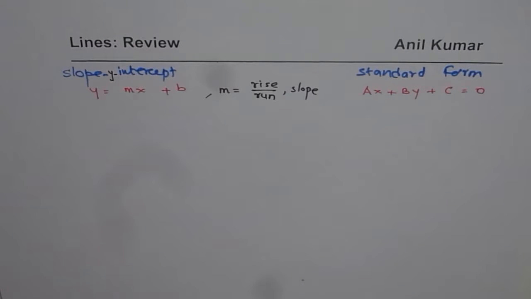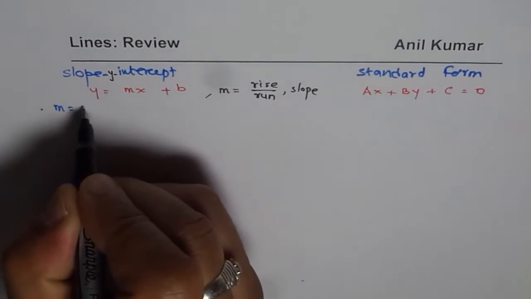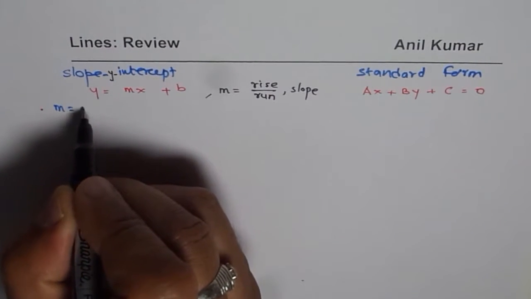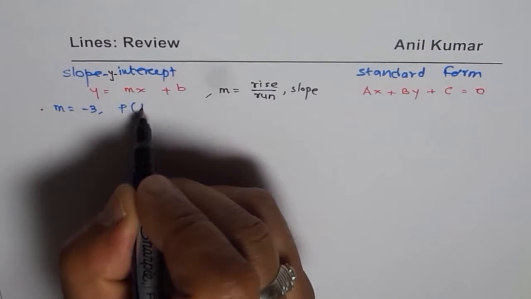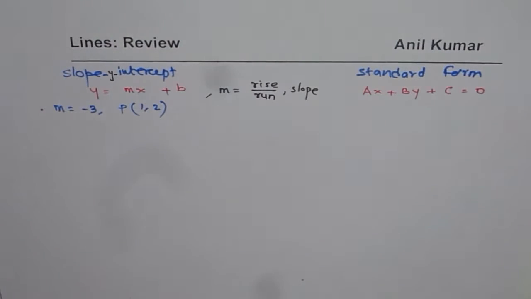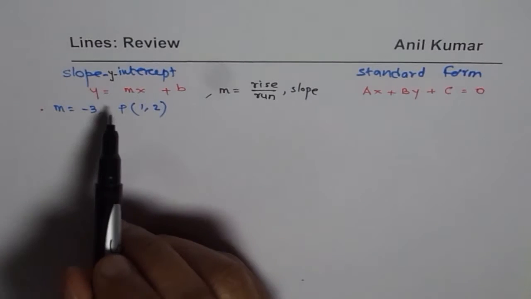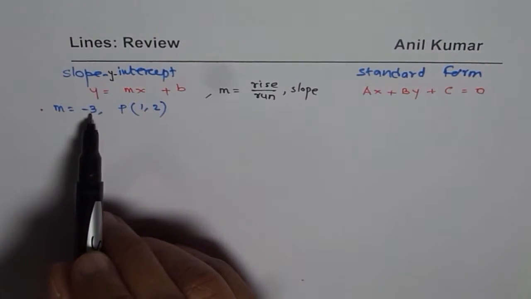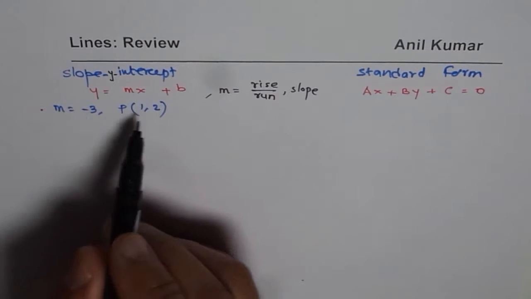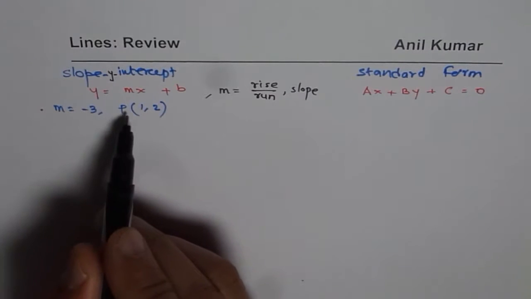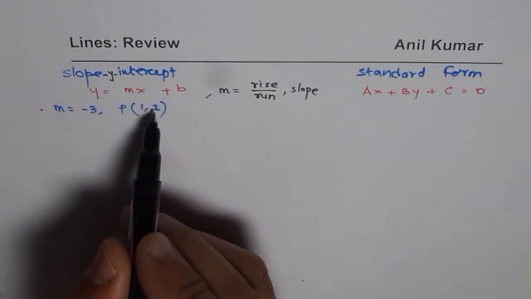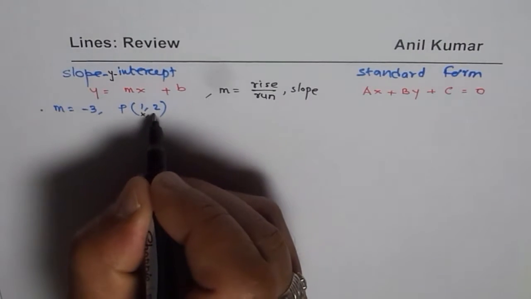Now, let's take a few cases and see how to write the equation of a line. Case 1: we know the slope m, let us say the slope is given to us as minus 3, and point P is given to us as (1, 2). Let's take a general point. In that case, if I have to find the equation of a line with a given slope and going through a point, we can rewrite the original equation with m as minus 3 and the point (1, 2). 1 is the x value, 2 is the y value. So treat this as x, this as y.